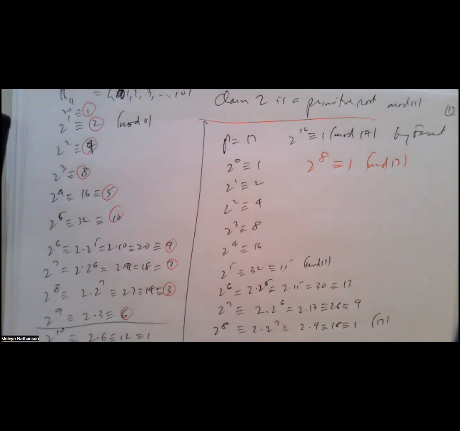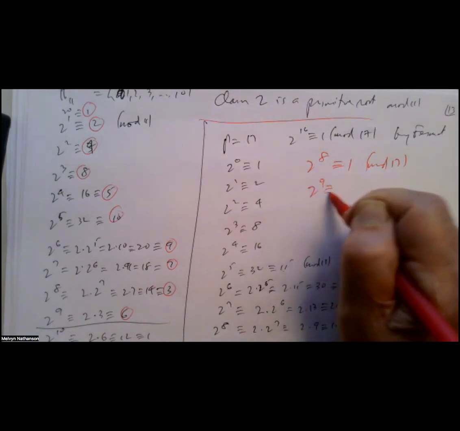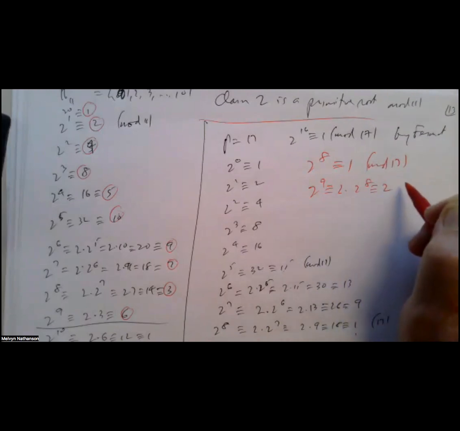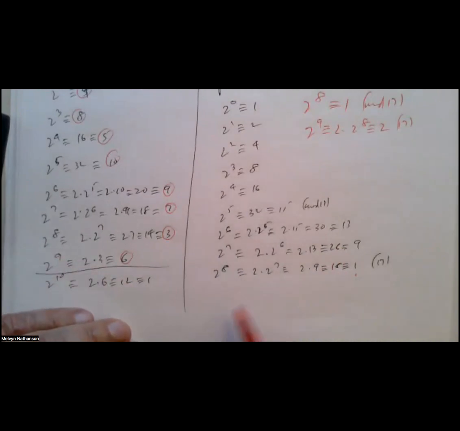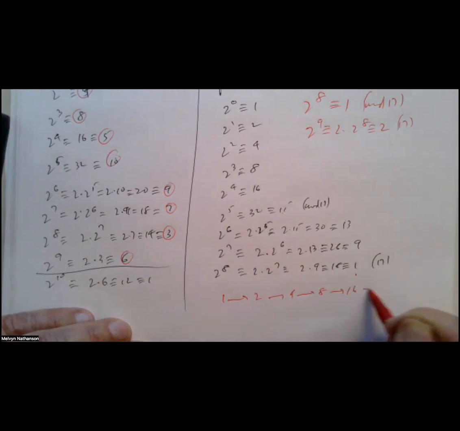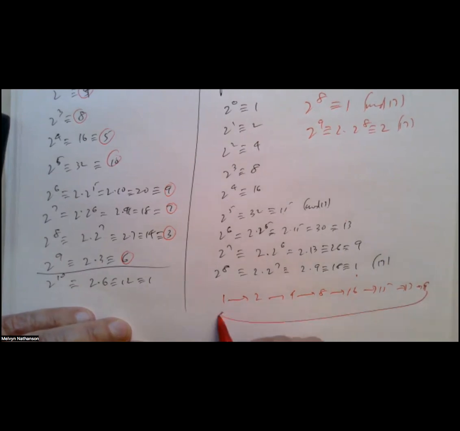So as I start taking the powers of 2, I get 1, 2, 4, 8, 16, 15, 13, 9, and then I'm back to 1. So 2 to the 9th is 2 times 2 to the 8th, which is again 2 mod 17. And as I continue to take powers of 2, I'm just going to cycle: from 1 to 2 to 4 to 8 to 16 to 15 to 13 to 9, and then back to 1. So I'll never get 3 or 5 or half of the congruence classes. So 2 is not a primitive root mod 17.